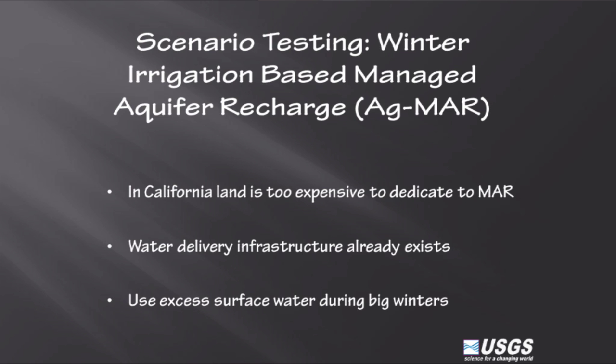So that was an overview of the tools and ideas that we have moving forward. And now I just want to show you some results of some recent work that we're doing with these models, where we're looking at some scenario testing. So, different concepts to try to help improve efficiency and water availability in agriculture. And this is something that we're calling AGMAR, so Agricultural Managed Aquifer Recharge.